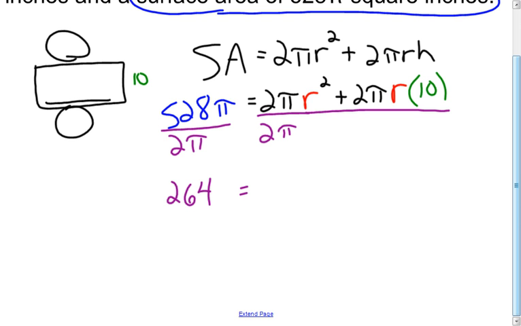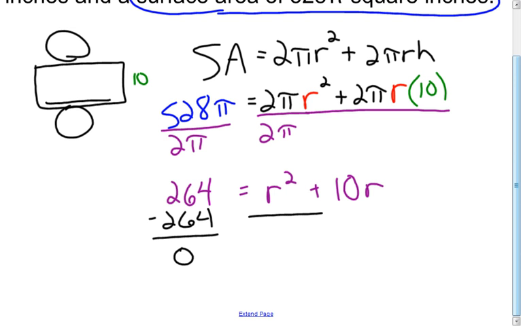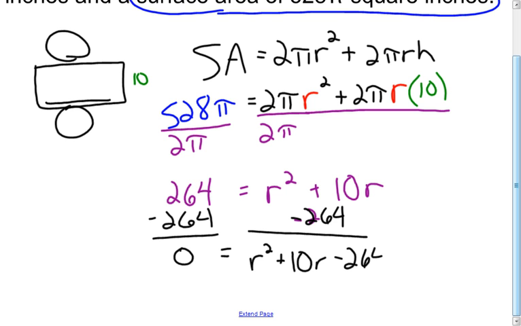My right side, well, the 2 pi's are going to divide out of that first term, and all that's left is r squared. The 2 pi's are going to divide out of the right term, which is just going to leave me with 10r. Quadratic equation. Remember we said we had to get one side equal to 0? So I'm going to subtract the 264. That gets my left side equal to 0. Whoops. So I should subtract the 264 from this side as well. That's going to put me at r squared plus 10r minus 264.